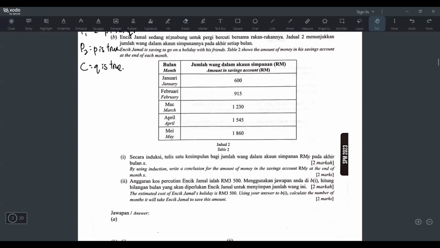Okay, let's continue. Soalan B. Encik Jamal is saving to go on a holiday with his friends. Table 2 shows the amount of money in his savings account at the end of each month. At the end of January, dia punya savings 600. At the end of February, 915. And March, April, May, so on. Number 1 says by using induction, write a conclusion for the amount of money in the savings account, RM y, at the end of month x. So we are doing inductive argument now.